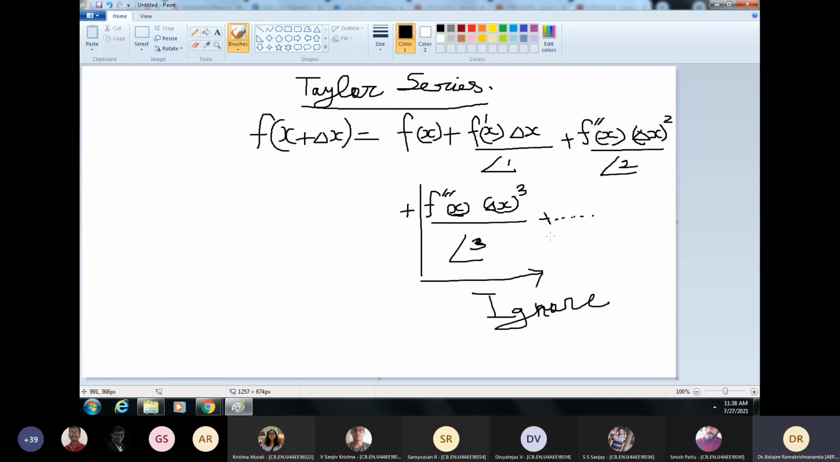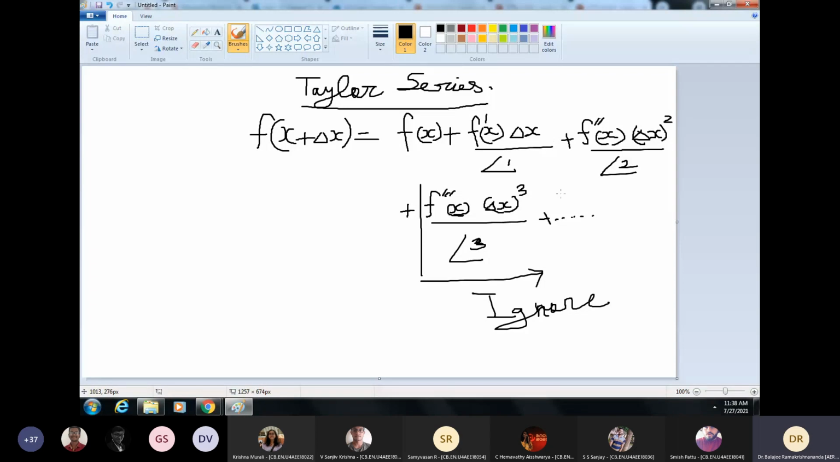You mean 0.1 or 0.01, sir? Yes, which one will have more error? I have one case where delta x is 0.1, another where delta x is 0.01. So, I guess 0.1 will have more error. Absolutely. Because for 0.1, the next term will be 0.01. If you have 0.01, the next term will be 0.0001. So the error will be so much less. So this approximation is good.